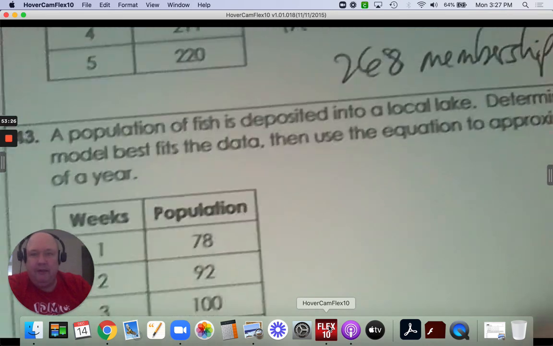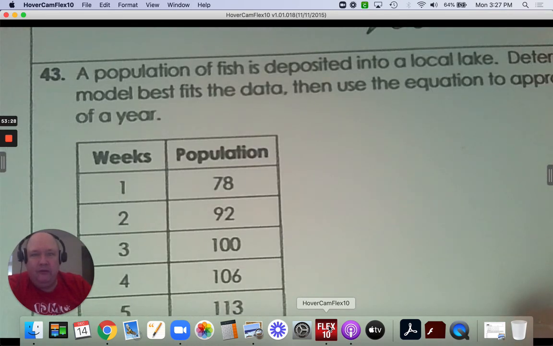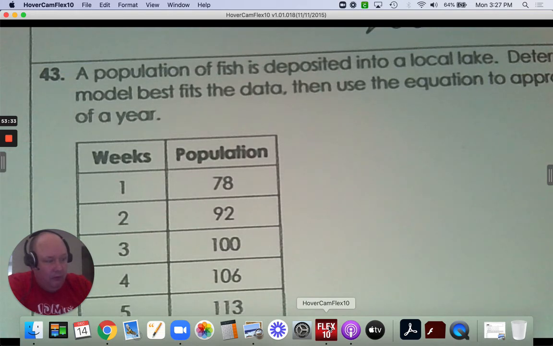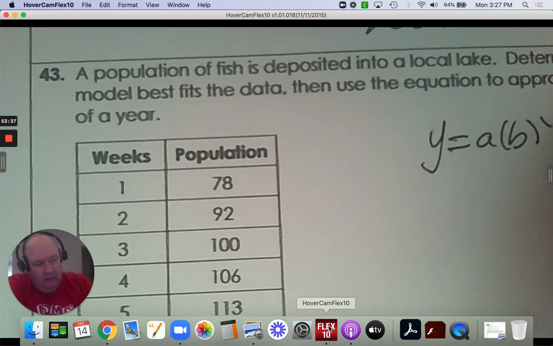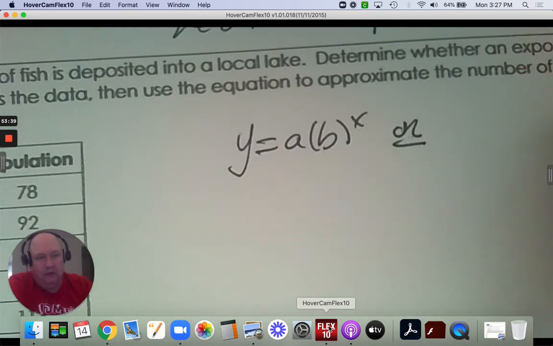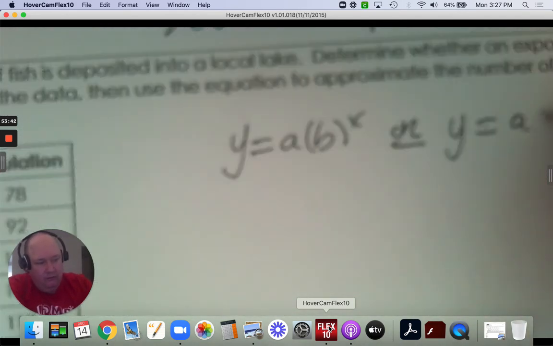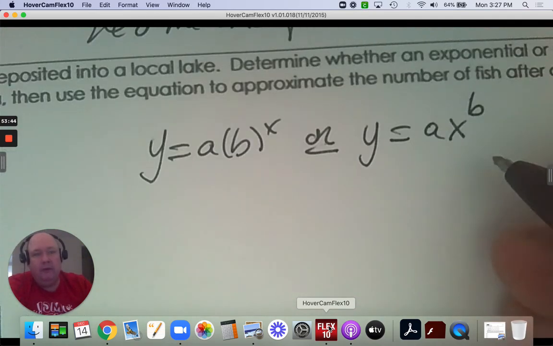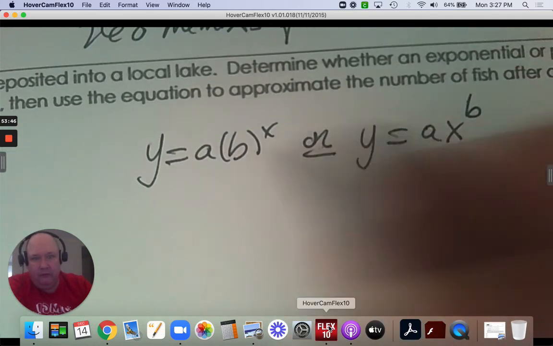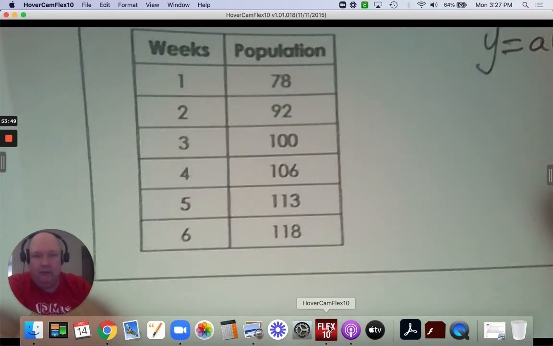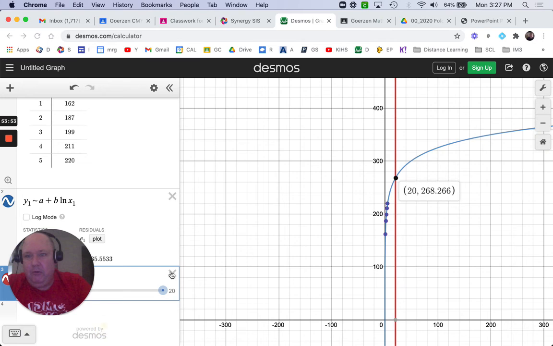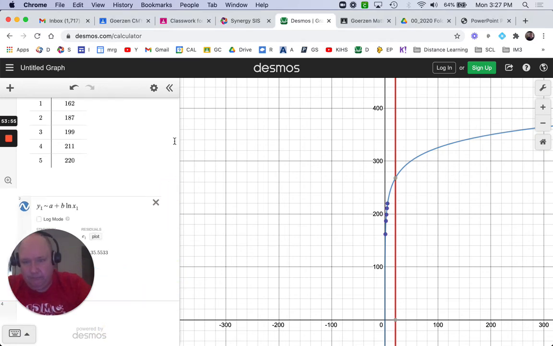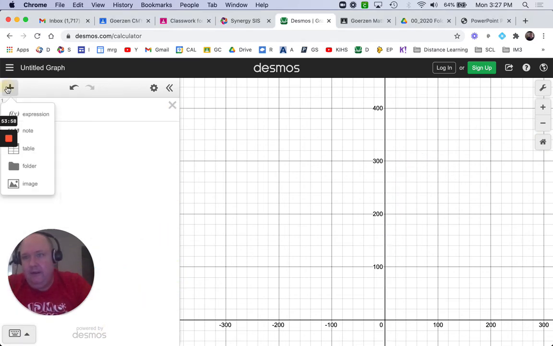All right, 43. A population of fish is deposited into a local lake. Determine whether an exponential or a power model is better. So exponential looks like this, or a power model looks like this. They're similar, just the base and the variable are switched around. Which one's a better model for this? Let's put it in. Again, we need a fresh table and see what the answer is.